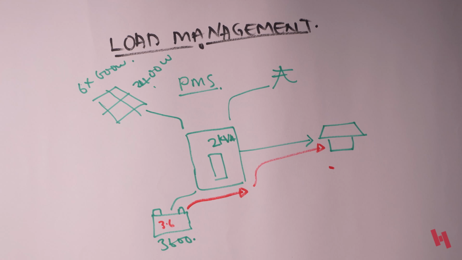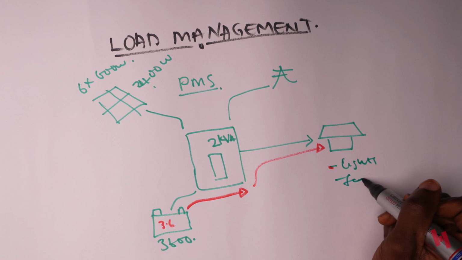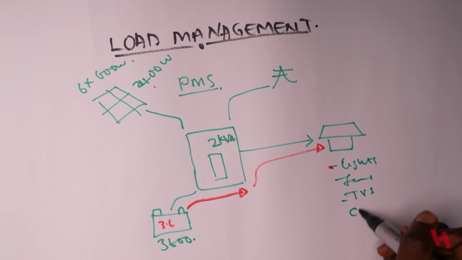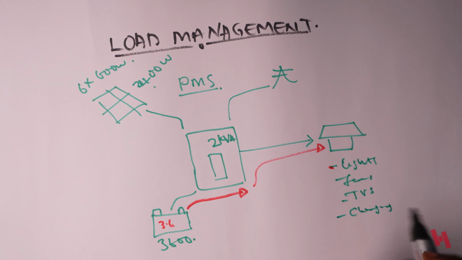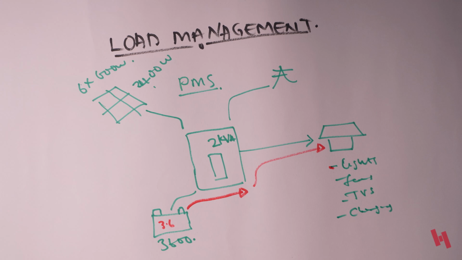During these early hours of the morning, you're running purely on battery, so you're still doing nighttime load. So use lights, fans, TVs, charging of stuff, whatever it is that you need. These are the loads that you should use during this early period. Why? Because everything is coming out of the battery.